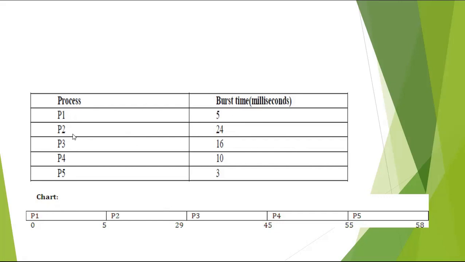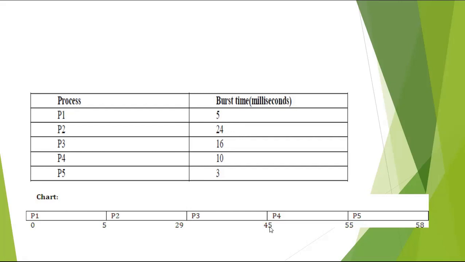Then comes the P2 process in the sequence. P2 can get inside the CPU after P1 has completed. When is P1 completed? P1 is completed at 5 milliseconds. So P2 will start executing after 5 milliseconds. So 5 plus 24, that is the burst time of P2, is 29. After P2 has executed, P3 can get inside. So it will get inside the CPU at 29 milliseconds. It will execute from 29 plus 16, that is till 45.